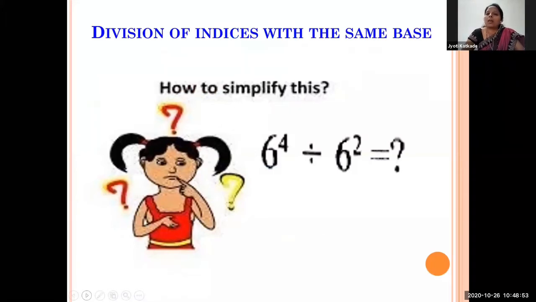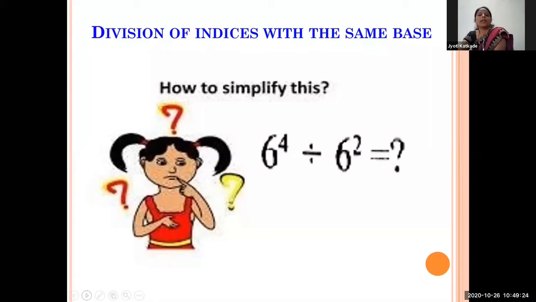You all have already studied it. See, our today's topic is division of indices with the same base. All of you studied multiplication. Now see, today's topic is division of indices with the same base. For example, how can we simplify this? 6 raised to 4 divided by 6 raised to 2. How can we simplify it?